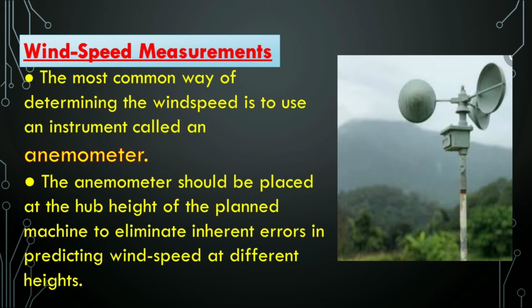An anemometer is composed of 3 cups or propellers, which you can see on our screen, on a vertical axis. The force of the wind causes the cups or propellers to spin. So when the wind hits it, the cups or propellers start spinning. The spinning rate is proportional to the wind speed. The anemometer should be placed at the hub height of the planned machine to eliminate inherent errors in predicting wind speeds at different heights. In placing the anemometer, there is no standard height that is followed.